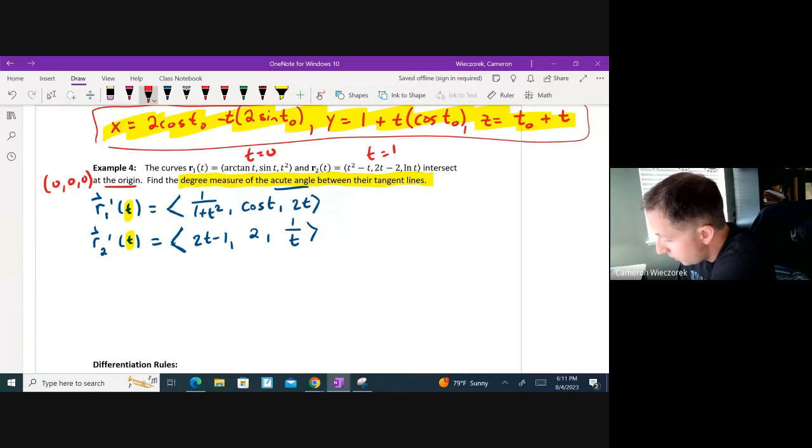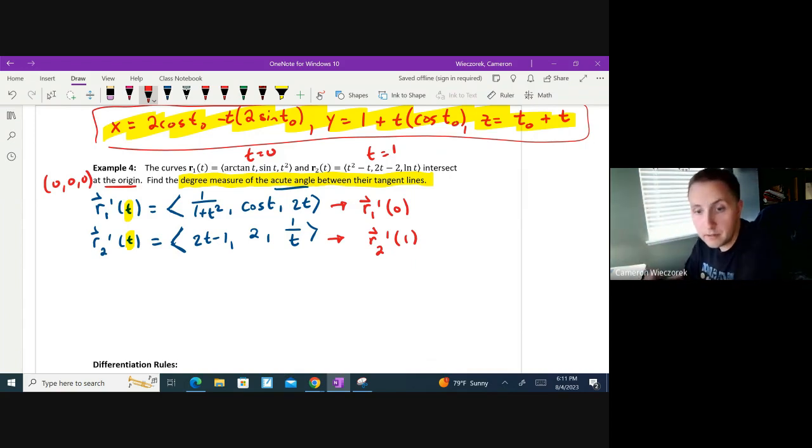So for R1, we're going to want to figure out the direction vector, the tangent vector, evaluated at the point t equals 0. And for the second curve, we're going to want to evaluate this tangent vector at the point when t equals 1. So different values of t.